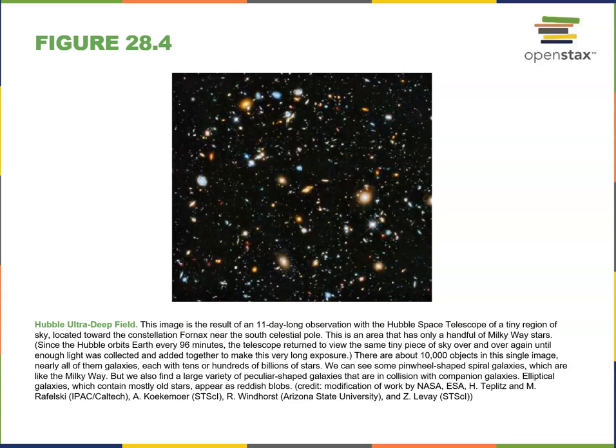This is a region in the sky that only has a handful of Milky Way stars. So there are about 10,000 objects in this single image, and nearly all of them are galaxies. Each has tens or hundreds of billions of stars. We can see some pinwheel-shaped spiral galaxies, which are like the Milky Way. But we also see a large variety of peculiar-shaped galaxies that are actually in collision with companion galaxies. We can also see elliptical galaxies, which contain mostly old stars, and they appear as reddish blobs.